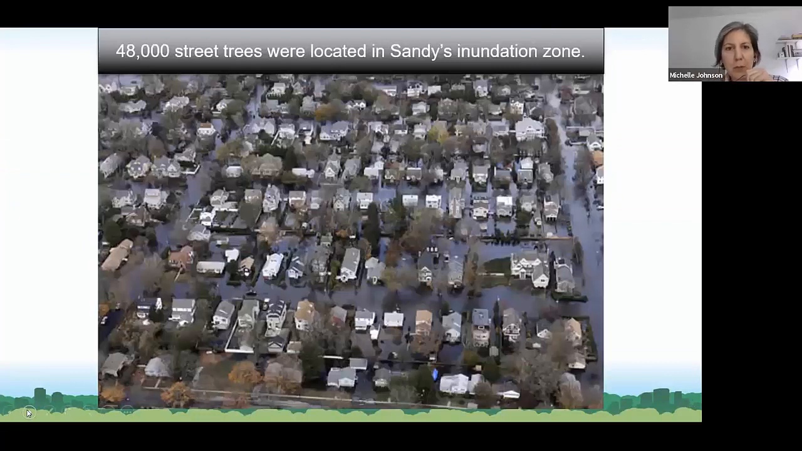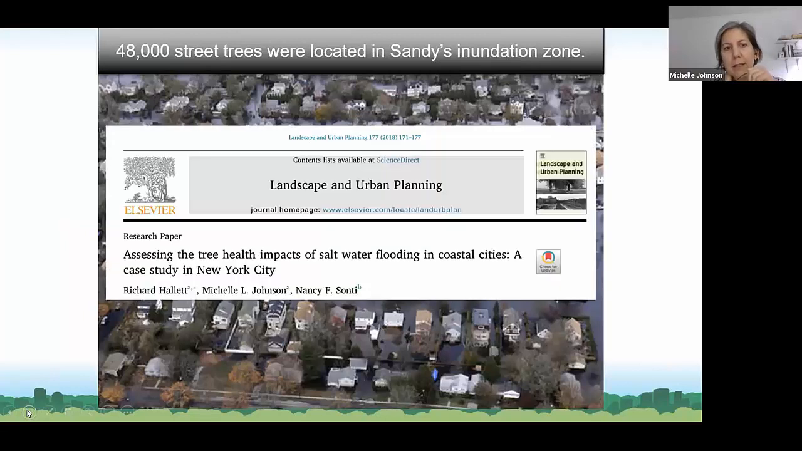When Hurricane Sandy hit in 2012, 48,000 street trees were located in the area that was flooded by Sandy. Next slide. Ultimately, at the end of this study where we looked at the effects of this inundation on street trees, we published a paper in Landscape and Urban Planning that evaluated these impacts using the tree health method that Rich described earlier. I'll drop a link to this study in the chat after I present this case study. Next slide.